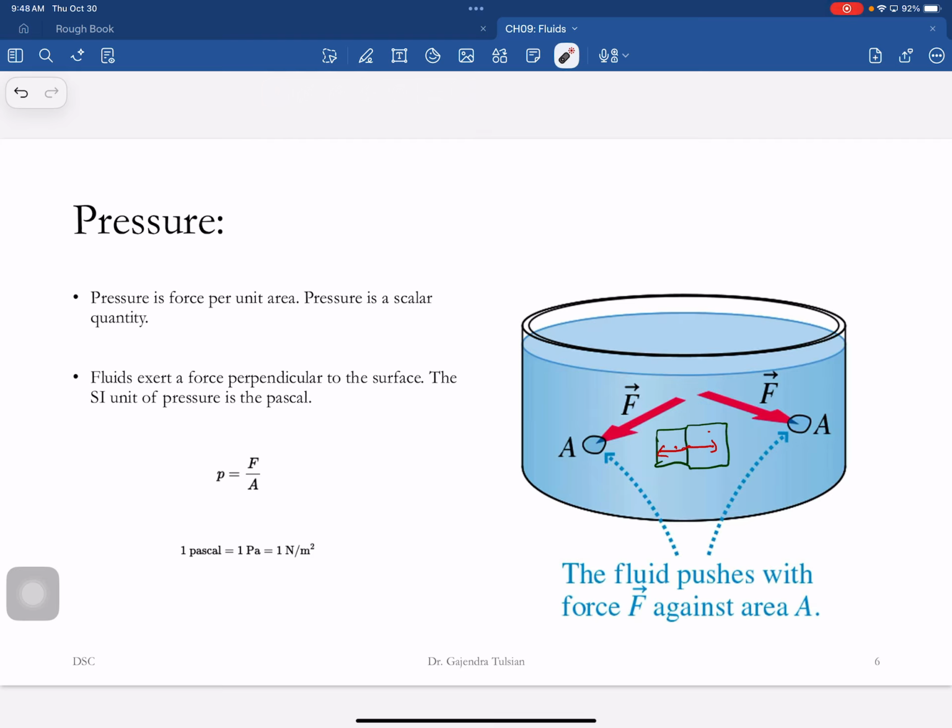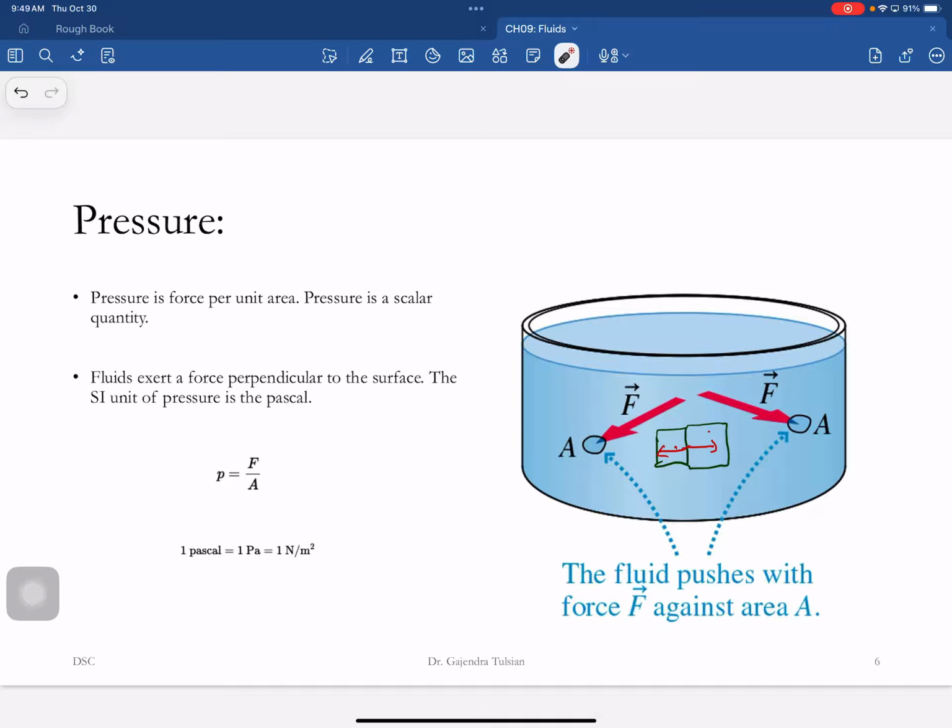So pressure is defined as the force exerted per unit area. Force is measured in newtons and area in meter square. This is the SI unit for pressure, and this unit is called a Pascal, after Mr. Pascal. All units in physics are named after scientists. Newton is named after Mr. Newton. So this is Pascal. It's Newton per meter squared.